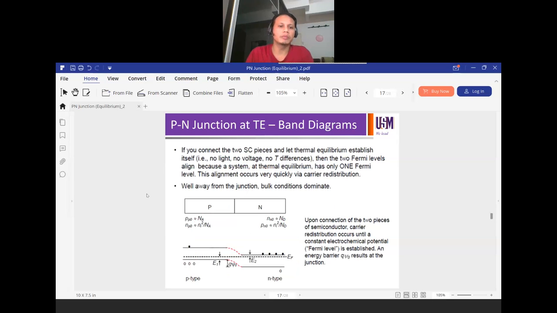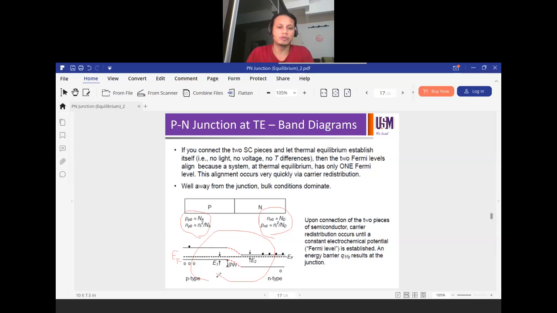So after they are already a PN junction, you can see how the diagram changes from the previous page into the current page. The concentrations of both carriers are still the same, just like the original one, left and right. So look at now the EF, the new Fermi level is only one for the PN junction system.